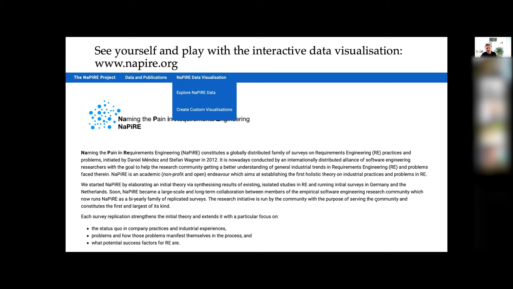Great. Now, this is the landing page. You have three different menu items on top. Among them, you have the Napire data visualization. If you open this up, you can see two submenus, one of them being explore the Napire data. Exploring the Napire data will bring you to one page with an interactive data visualization, where you can yourself explore which problems practitioners experience out there, which practices they apply, and so on and so forth. Now, please click on Napire data visualization and there explore Napire data.